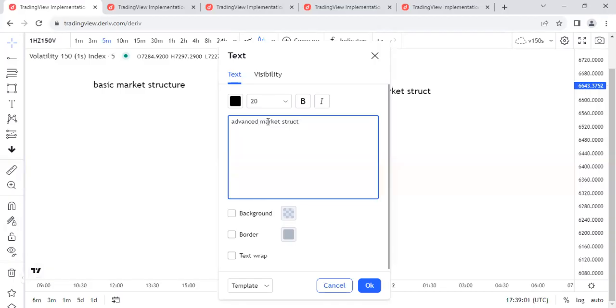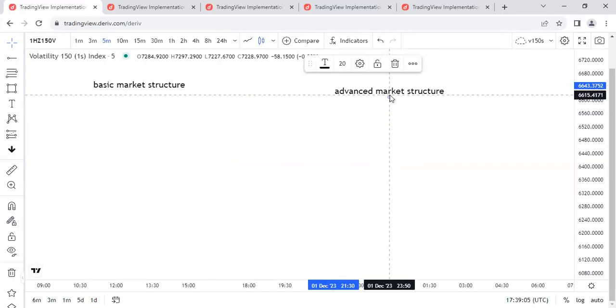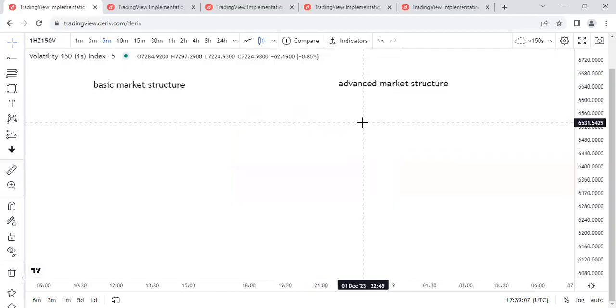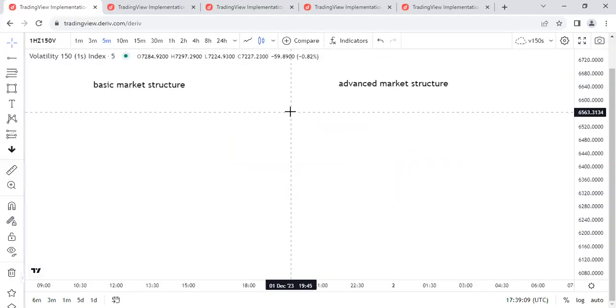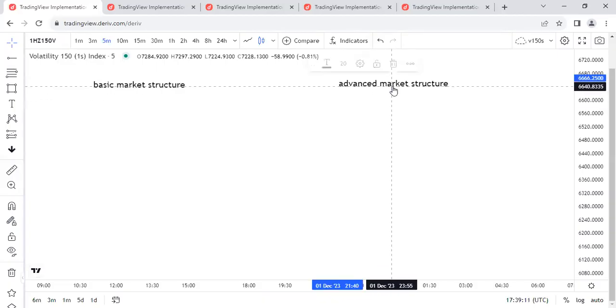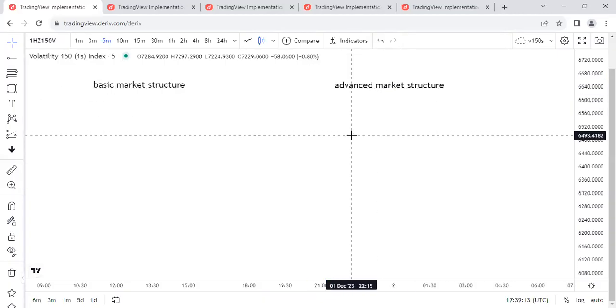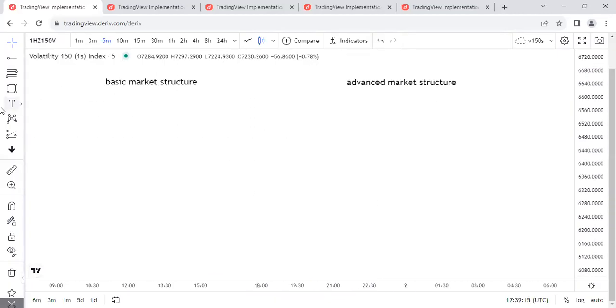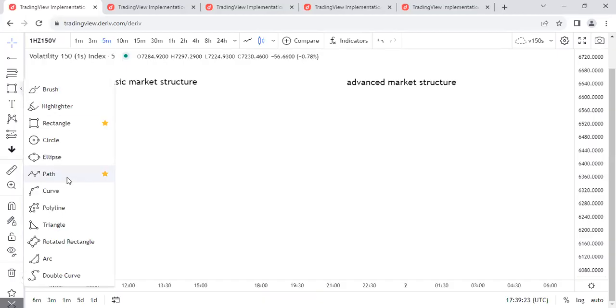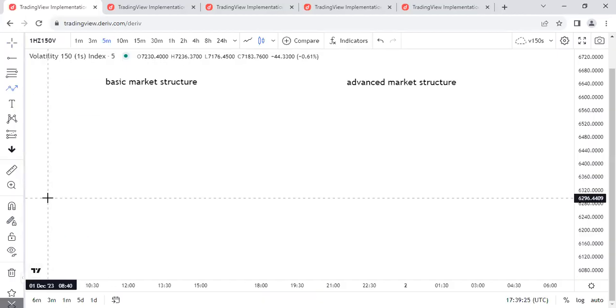I know quite a number of you already have an idea of what market structure is, but this is something we cannot skip. No matter how good you already are in the market, we cannot skip market structure. If we don't know market structure, we are just playing in the market. We have no idea of the direction the market is going. We are just doing guesswork, which shouldn't be like that. So what is basic market structure?